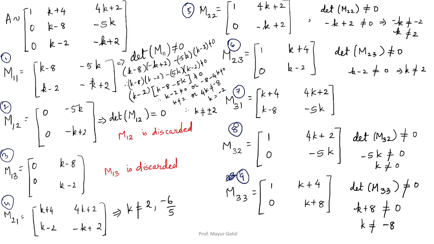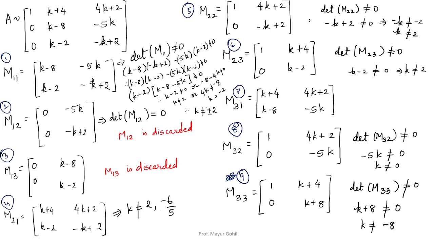For each of the 9 matrices, we say that the determinant is non-zero. So when we calculate for the first matrix, with the determinant not equal to 0, we get that k cannot be equal to plus or minus 2. For the second case, we immediately observe that because one column is 0, the determinant is going to be 0. Here also in M13 one column has all entries 0, so the M13 and M12 cases are discarded. For M21, when we solved, we get a quadratic and we see that k is not equal to 2, and it is not equal to minus 6 by 5.